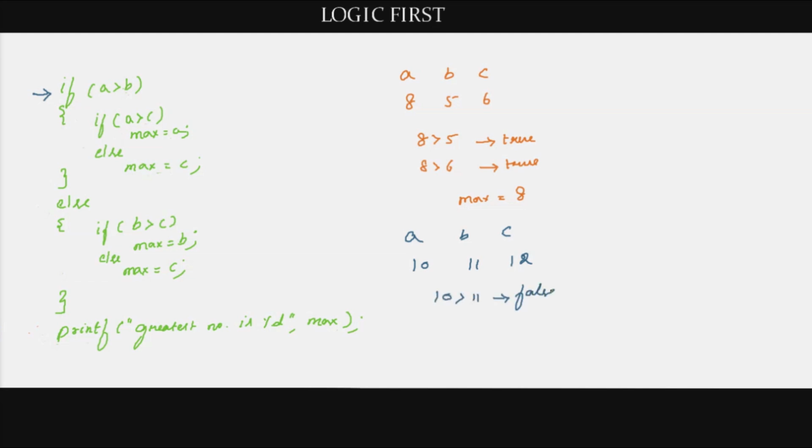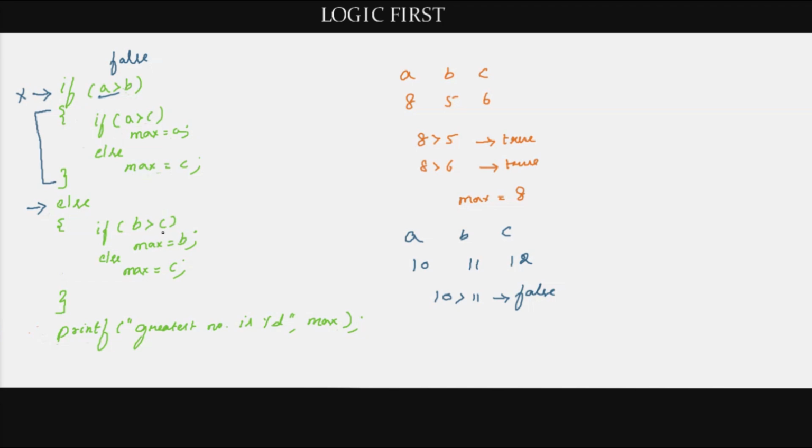It is false, right? So this if becomes false, which means whatever is there inside this if block will be totally ignored and the execution directly comes here to the else part because this condition is false.